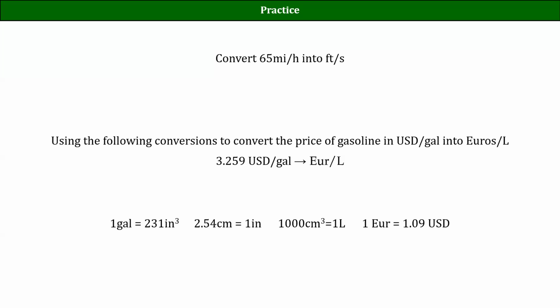So take a second, try this one, and then I'll work through it on the board. $3.259 over 1 gallon. This is one where we might actually want to do the dollars to euros first, just because it's a one-step conversion and then it's out of the way, because we have $1.09 is €1. So that'll take care of that. Now we're in euros per gallon. We want to convert gallons to liters.